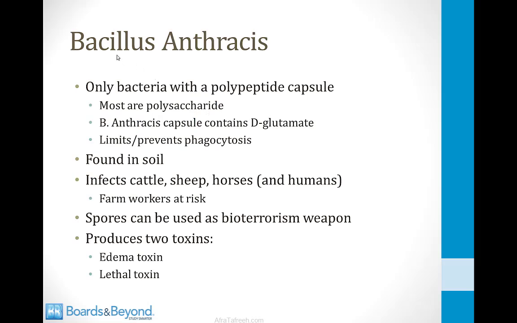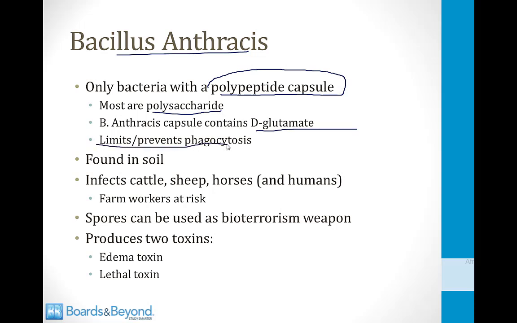So let's talk about Bacillus anthracis first. One thing that's high yield to know for Step 1 is this is the only bacteria with a polypeptide capsule. Most bacteria that have a capsule, it is made up of polysaccharides, not anthrax. B. anthracis capsules contain D-glutamate, and this limits and prevents phagocytosis. It's found in the soil, and it likes to infect farm animals like cattle, sheep, and horses. Of course, it can also infect humans.